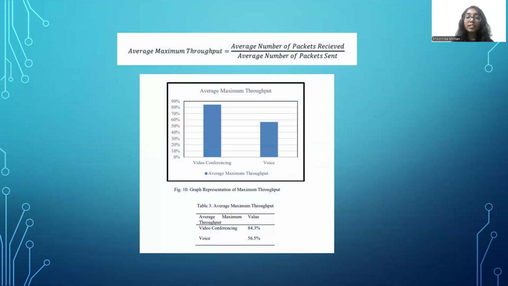So, here is the calculation for average maximum throughput. The average number of packets received divided by the average number of packets sent gives the average maximum throughput. And here is the average maximum throughput chart, which shows the graph representation of maximum throughput. The video conferencing average throughput value is 84.3%, while the voice average throughput is 56.5%.